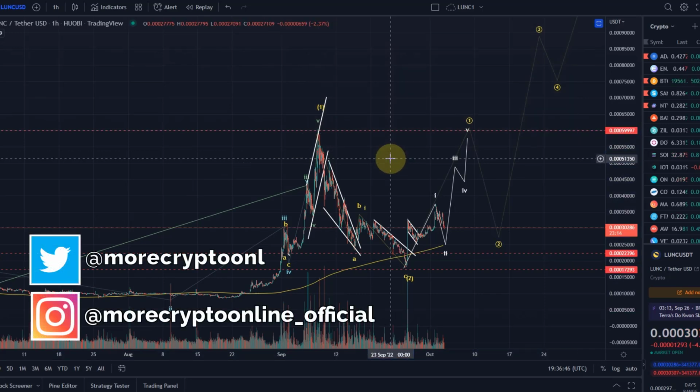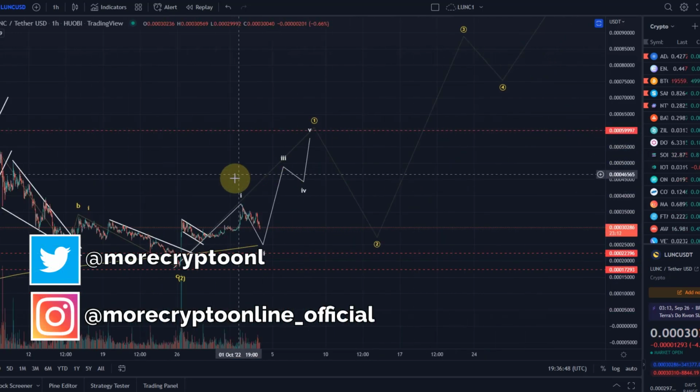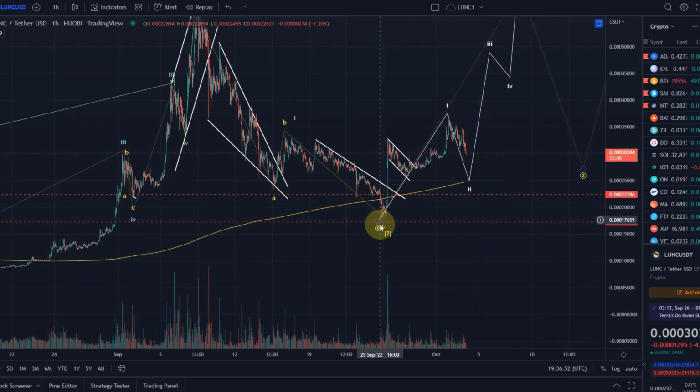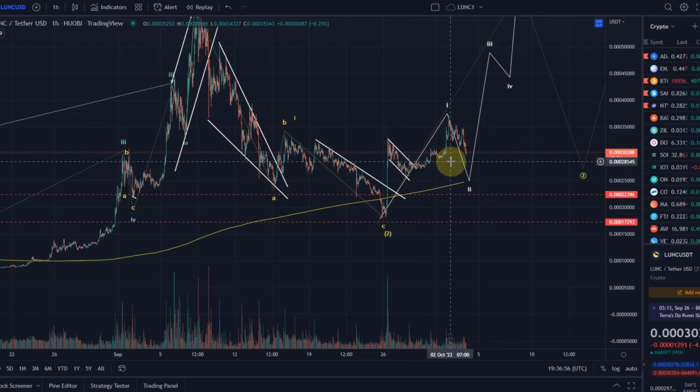Luna Classic did, since the last video, break out of this so-called, or we called it, a bull flag that it made. I have changed the wave count though, even though it did move in the intended direction, which was up. For me, I looked at the structure again, looked at what developed here, and at the moment this looks more like a complete wave one, even though it's extremely ugly.